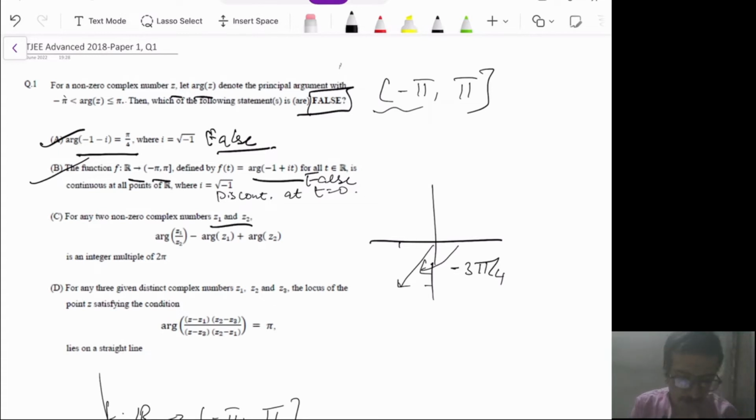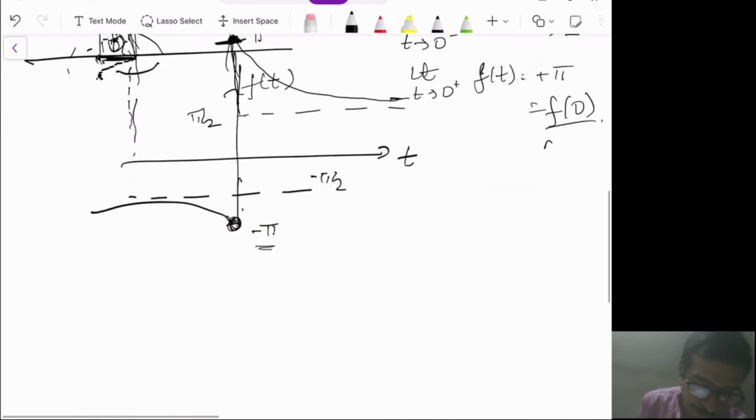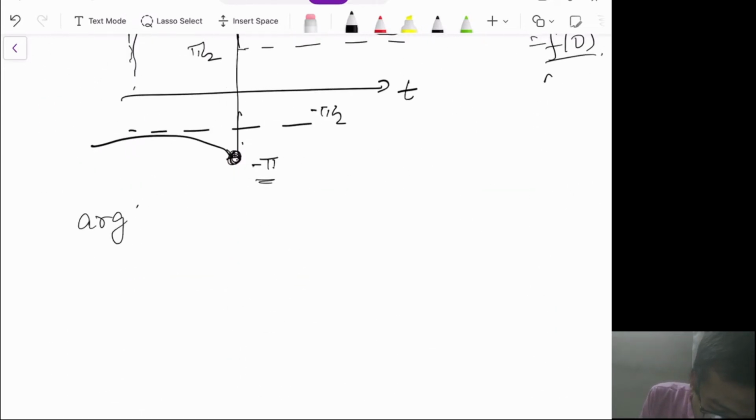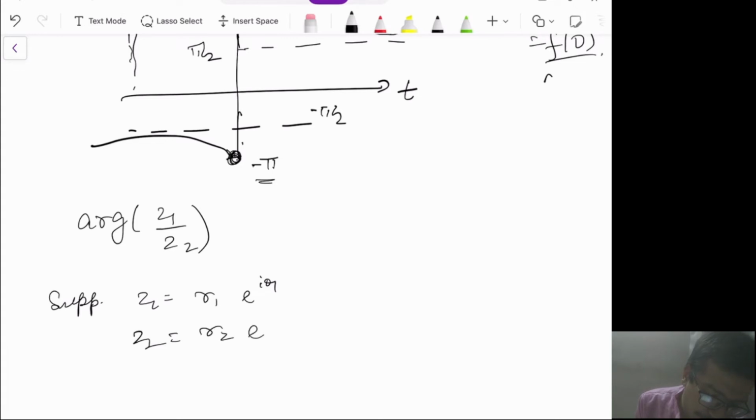Next, we have the statement that we are given complex numbers z1 and z2. Then arg of z1 by z2 minus arg z1 plus arg z2, is this an integer multiple of 2 pi? If I compute the value of arg of z1 by z2, you can check that it is indeed arg z1 minus arg z2 up to plus minus 2 pi. The reason being, suppose z1 equals r1 e to the power iota theta 1, z2 equals r2 e to the power iota theta 2, then z1 by z2 is going to be r1 by r2 times e to the power iota theta 1 minus theta 2.